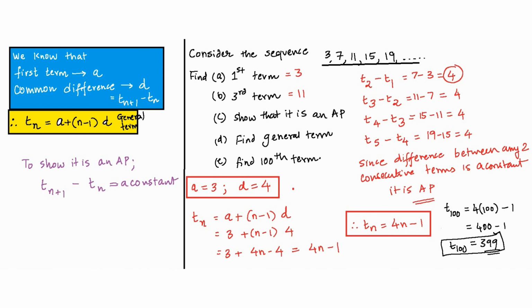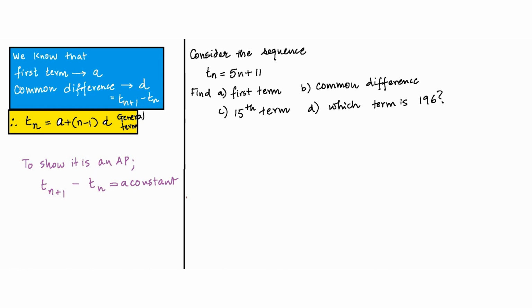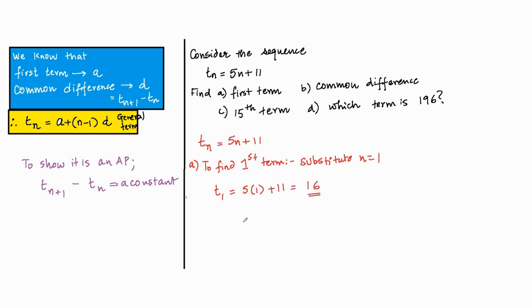Let us take one more example. Let us consider the following question. Consider the sequence Tn is 5n plus 11. So the general term is already given to me. I want to find the first term. So to find the first term, I am simply going to substitute n as 1. If n is equal to 1, then T1 is going to be 5 times 1 plus 11, that is 5 plus 11, which is 16. So the first term is therefore 16.